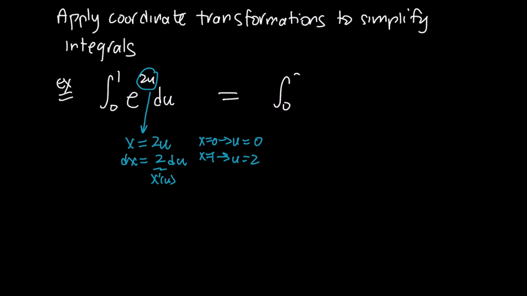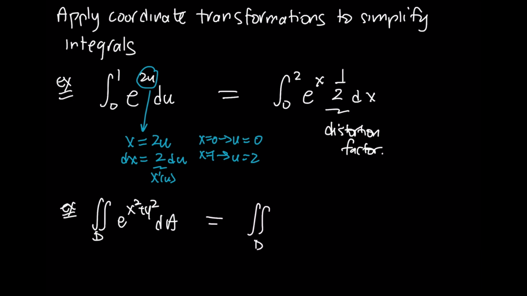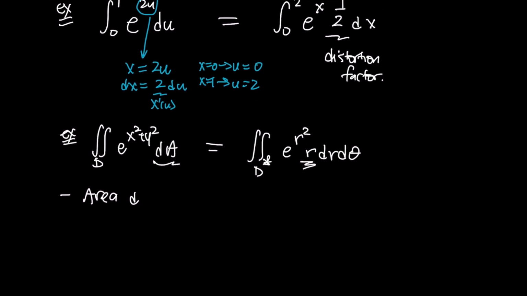Applying this transformation tells us that the integral can now be rewritten in this alternate form, and this factor helps us understand this distortion idea. Now, we've also seen this in the context of double integrals. So, for example, we've taken double integrals that were complicated in one coordinate system, and we've changed them into some other coordinate system. Doing that allowed us to simplify integrals because the area distortion factor allowed us to find antiderivative formulas. Now, what we would like to do is find this area distortion factor for a general coordinate transformation.